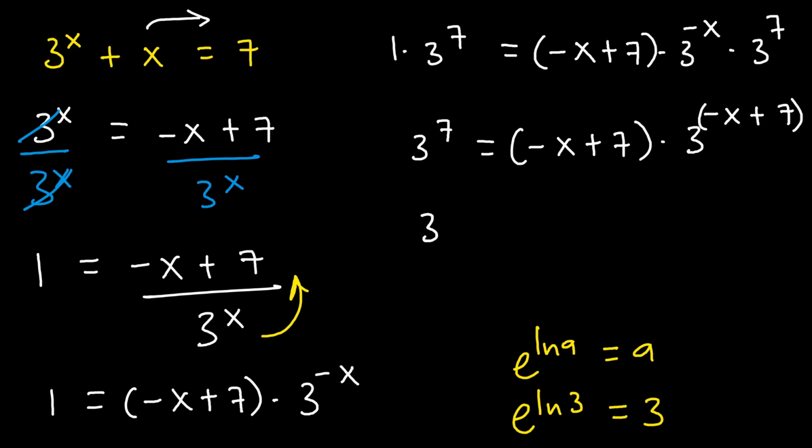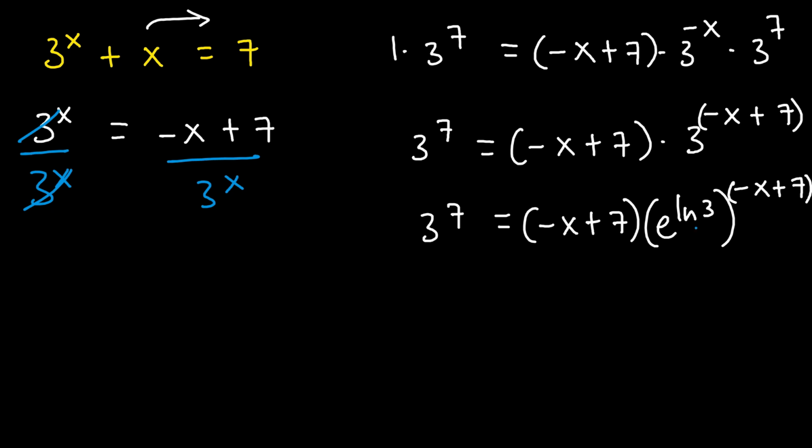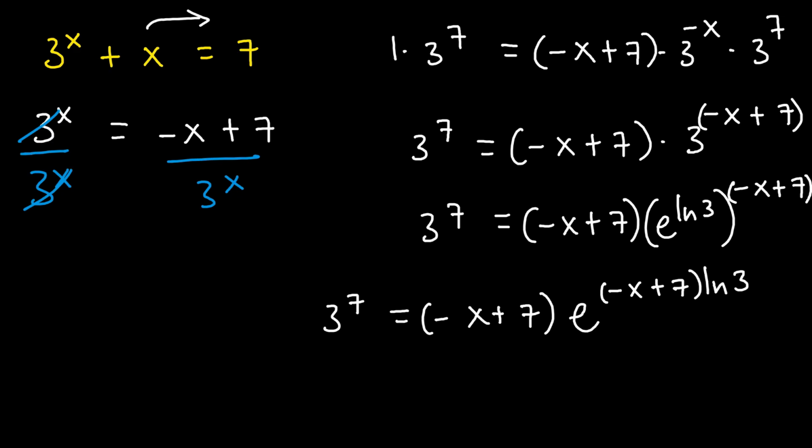So this will be 3 to the power of 7 equaling negative x plus 7. Now instead of 3, we shall write e to the power of natural log of 3 and then to the power of negative x plus 7. And from the rules of exponents, we can multiply this by this. So we shall have 3 to the power of 7 equaling negative x plus 7 and then times e to the power of negative x plus 7 times natural log of 3.